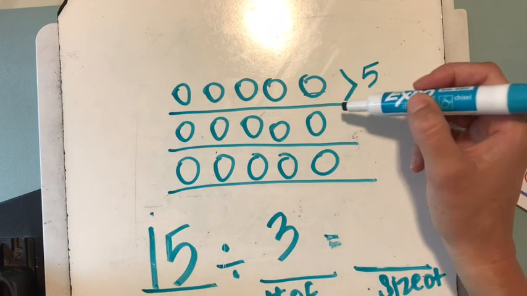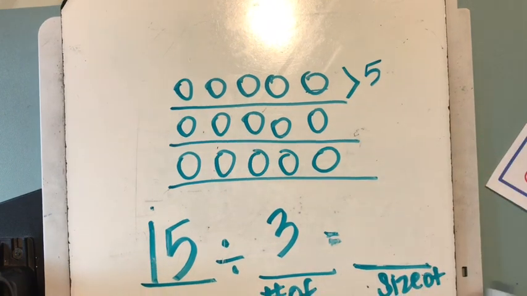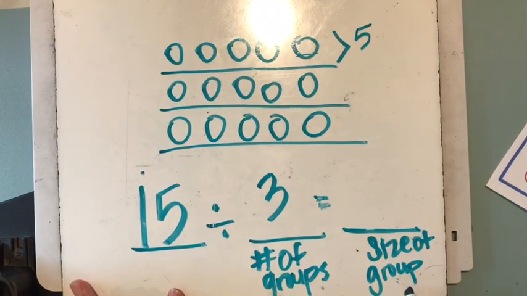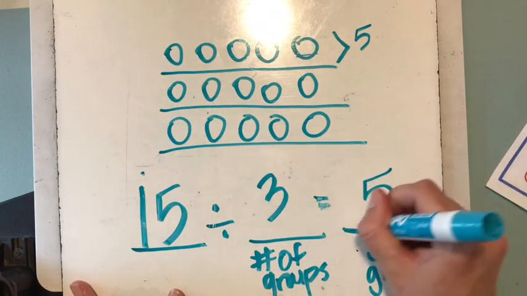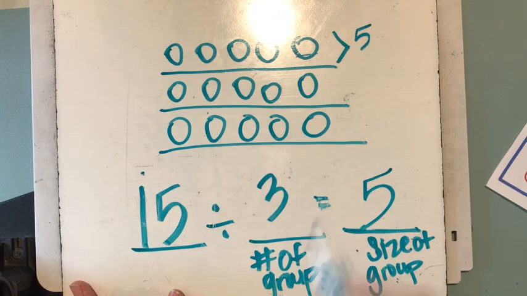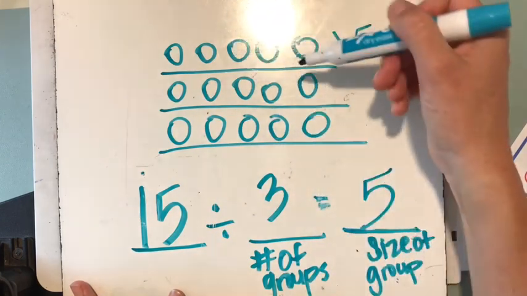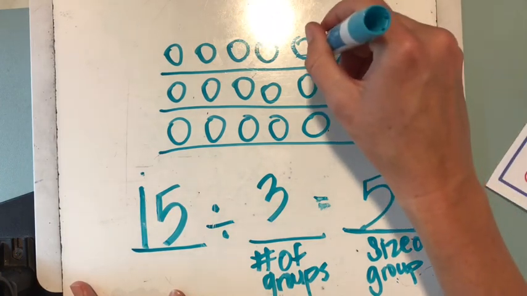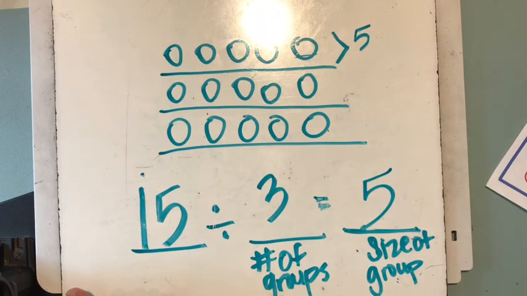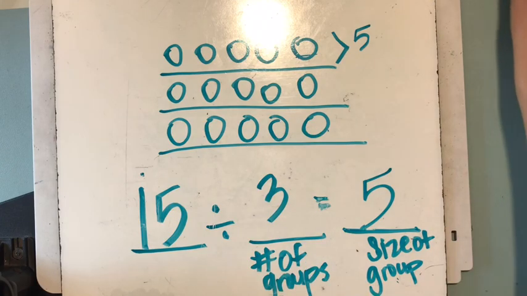So what I need to figure out is the size of my group. How many are in this group? 5. That's what we were trying to figure out. So our total was 15. We divided it by 3 teachers, and each of us got 5 markers. That was so nice of Miss Barksdale to do that.